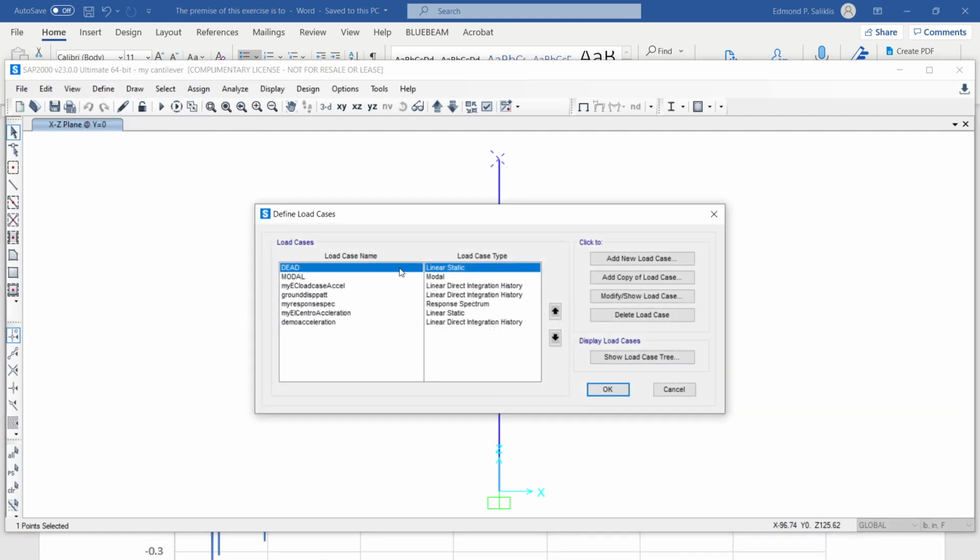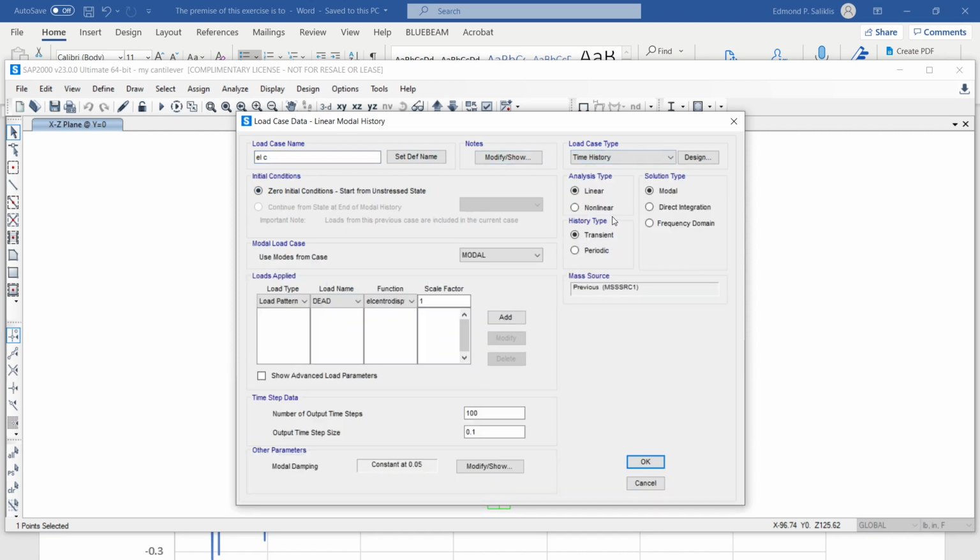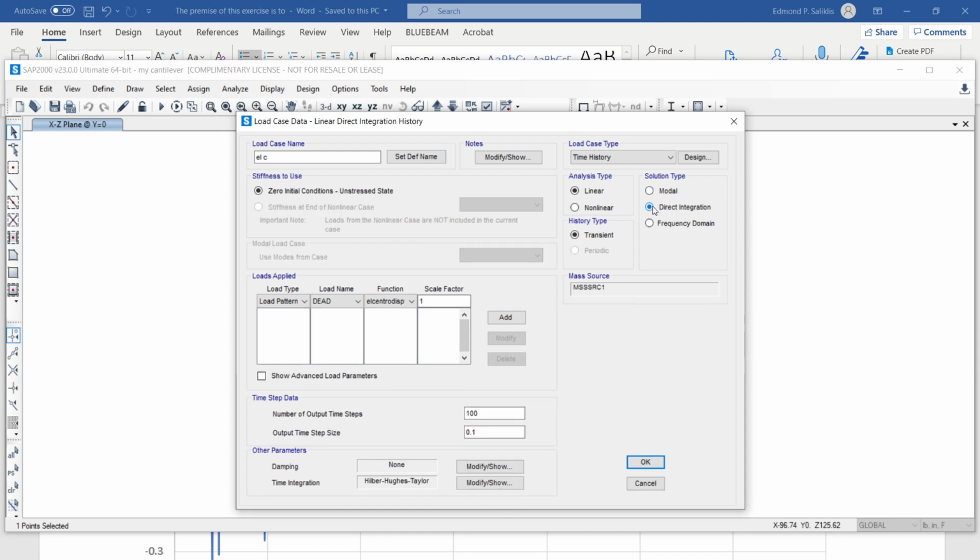Then you want the load case. You want to add a new load case and call it something distinctive, like El Centro. And here, be careful. It has to be time history. And I assumed it doesn't matter what you use for the solution, but I could not get this to work for modal. So please use direct integration. I wrote to CSI. I don't know if there's a bug or I'm doing something wrong, but use direct integration. This worked perfectly.